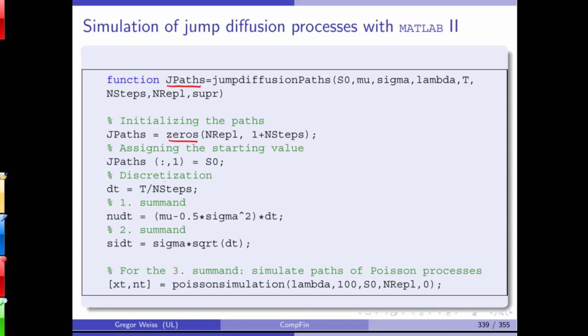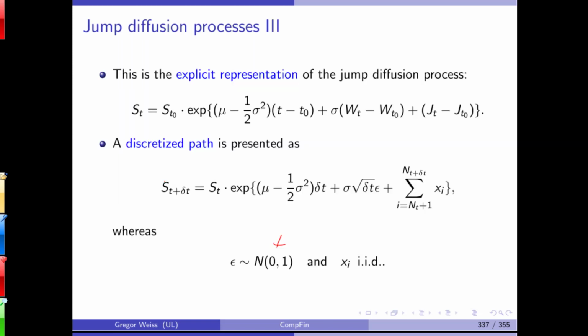The discretization of time is dt equals t divided by the number of steps. So t could be 1 year. If we are looking at 1,000 steps, we'll take 1 over 1,000. Mu dt and sigma dt can immediately be calculated because mu and sigma are given. Now, then, we have sigma and this one here.